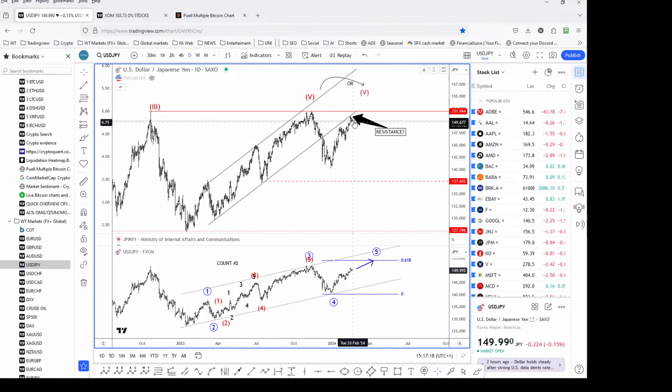But still, it can be a three-wave movement. But really, to make sure that I am on the right track here, I should see 146 broken, okay, to make sure that we are headed lower. Because obviously I just realized that whenever we are trading so close to these highs, maybe these highs will be taken out because there are a lot of stops above that level.